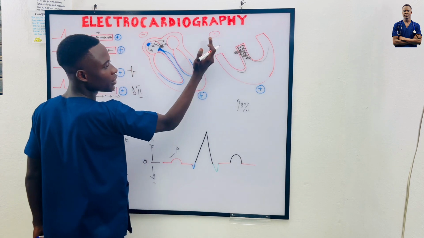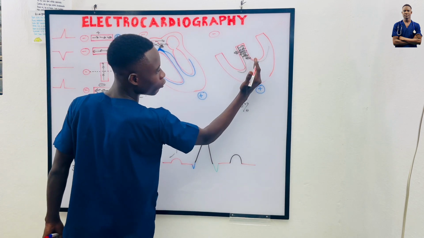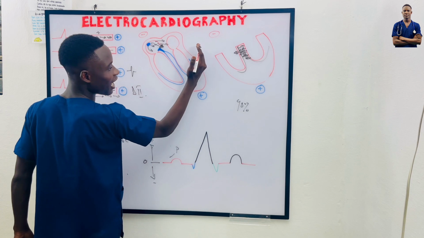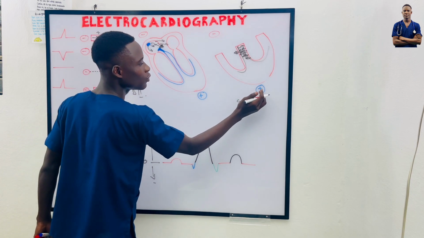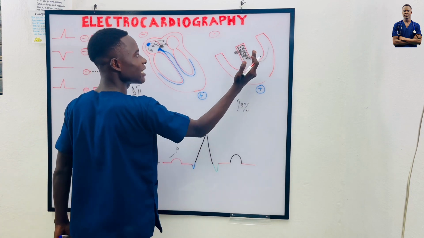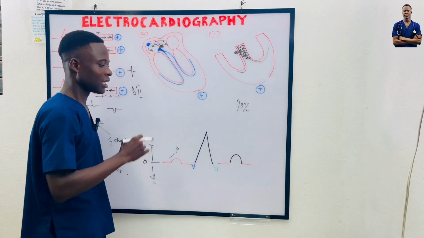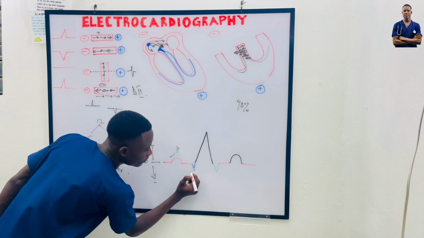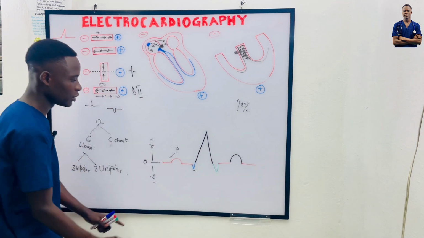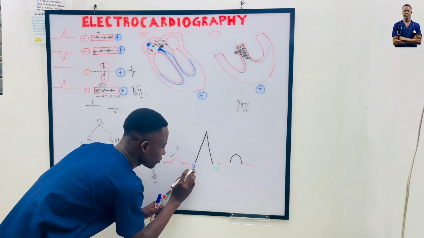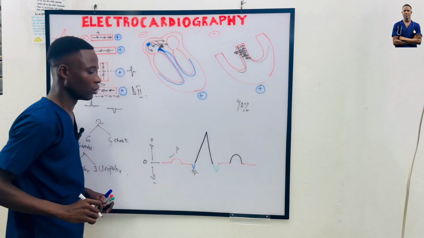If you are moving this way, you are close. If you are moving this way, you get away. So it is actually moving away from the positive electrode and getting closer to the negative electrode. Because of that, we record a negative wave over here. So this wave is what we call the Q wave.